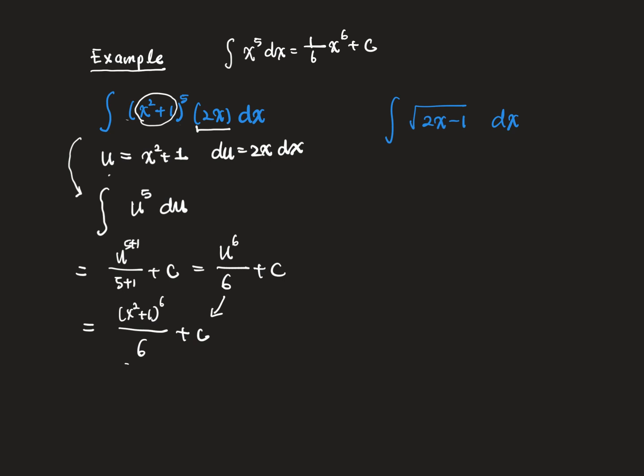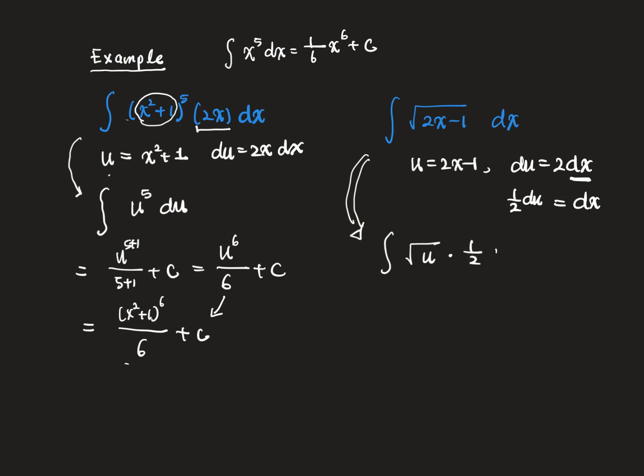Next one, let's practice one more time. What are we going to substitute? That's the big question here. Let u be 2x minus 1. Then du is 2 dx. In this case, there is no 2, so we find dx: dx is du divided by 2, so 1/2 du. The number can be divided, okay? Now substitute: the integral of square root of u times 1/2 du. So 1/2 is a constant in front of the integral: 1/2 integral of square root u du.